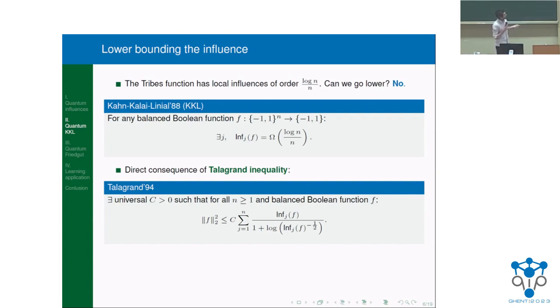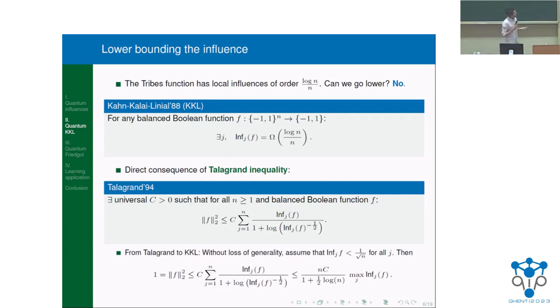You can find a universal constant, independent of the function, such that the L2 norm squared of the function can be controlled by the sum over all the input bits of the ratio of the influence of that bit on the function divided by 1 minus the logarithm of this influence, essentially. So once you have this Talagrand inequality, it's just a one-line proof to show the KKL. The idea is to simply assume first that for all input bits, the influence of that bit is at most 1 over square root of n, because if you had one bit that had influence bigger than this, then you would be done. You would have proven the result.